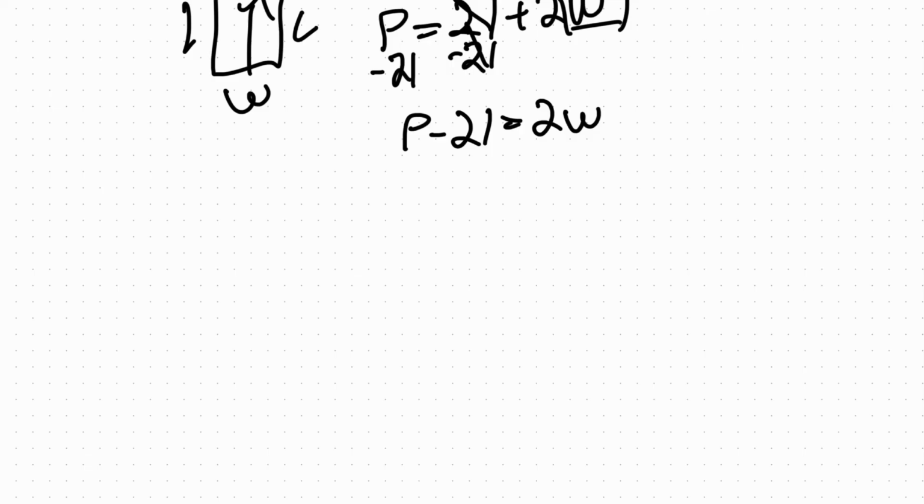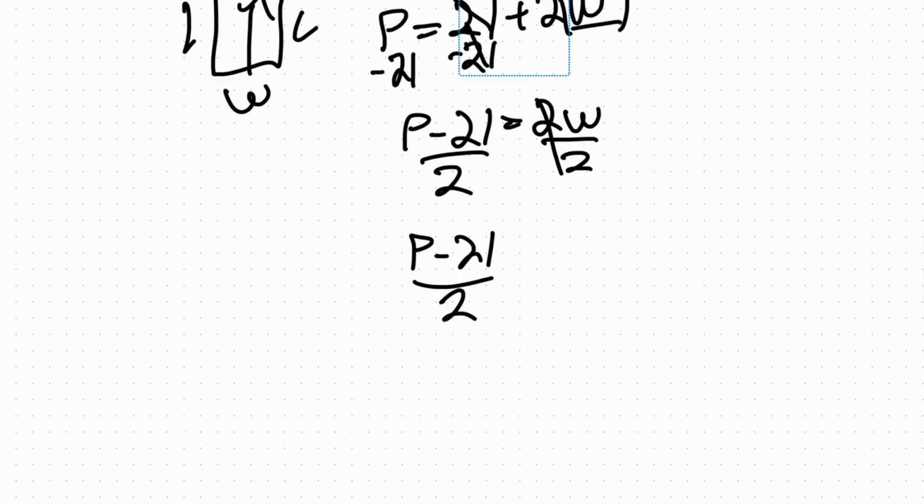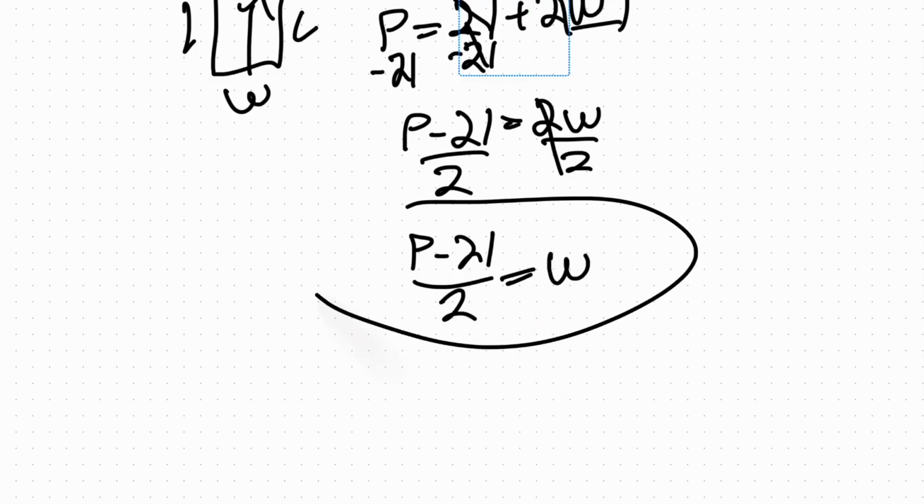What do we do now? We can divide by 2. So we're going to divide by 2 on both sides, and that leaves us with perimeter minus 2 times the length, P minus 2L, over 2 equals W. So that's how we've rearranged the formula to find W by itself.